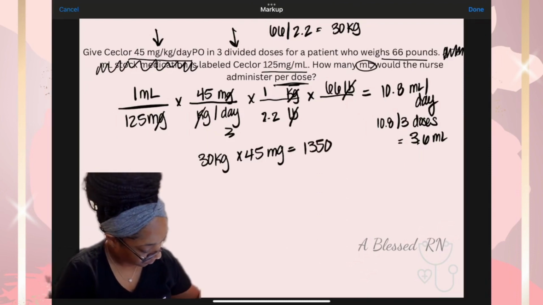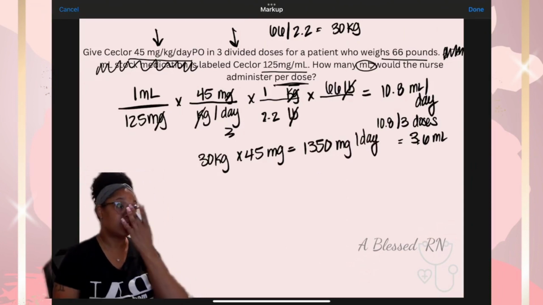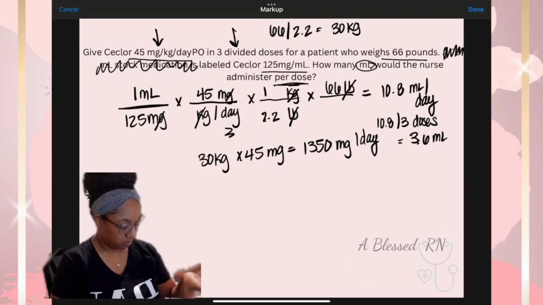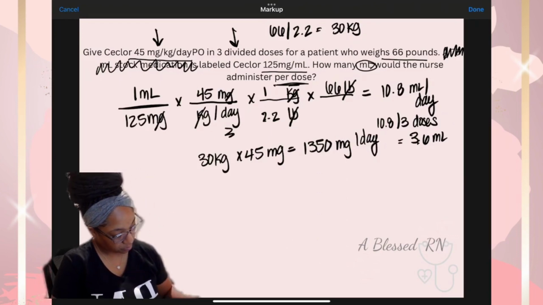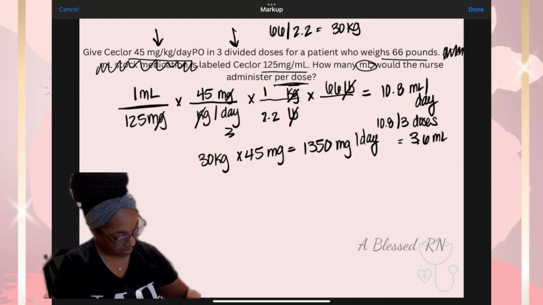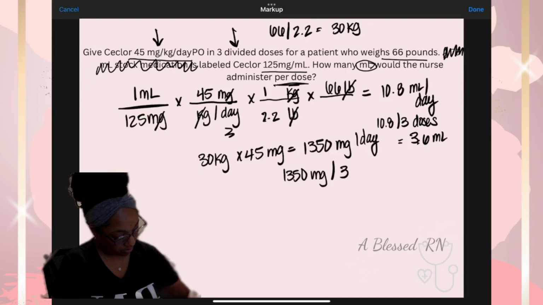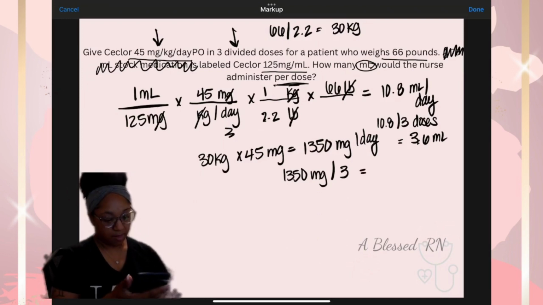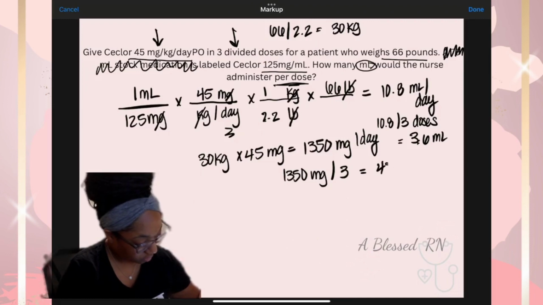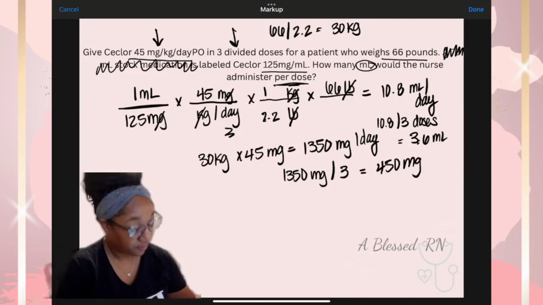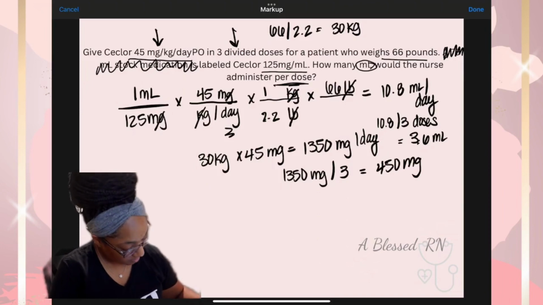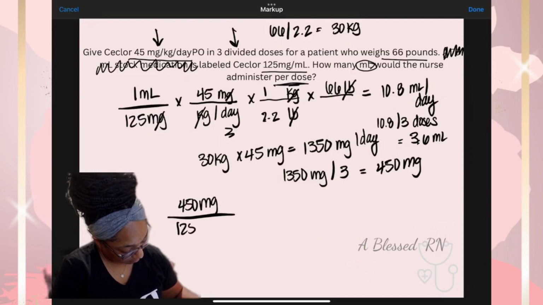You've worked so hard. So this is for the entire day. Remember, you got to pay attention to the words of the problem. All right. So if you divide this by 3, because it says 3 divided doses, it's going to give you the amount per dose, which is going to be 450 milligrams. All right. So then you can do it like desired over have.